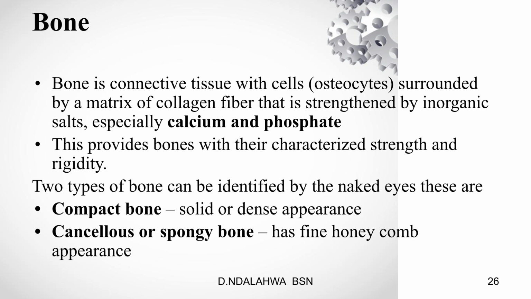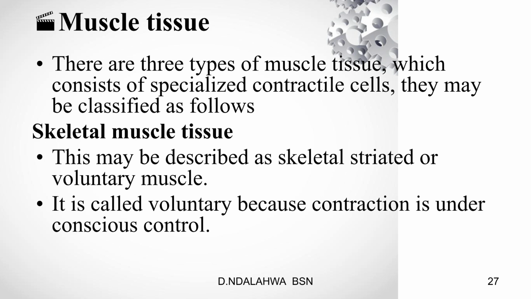Bone is connective tissue with cells called osteocytes, surrounded by a collagen fiber matrix strengthened by calcium and phosphate. This gives bone its strength and rigidity. The two types are compact bone, which is solid, and cancellous, or spongy bone, which has a honeycomb appearance. There are three types of muscle tissue, consisting of specialized contractile cells.